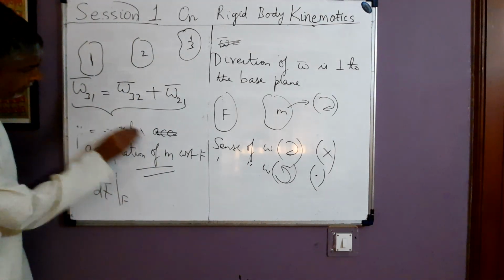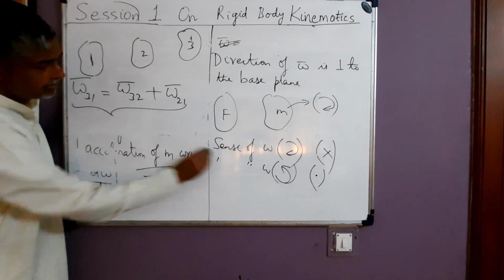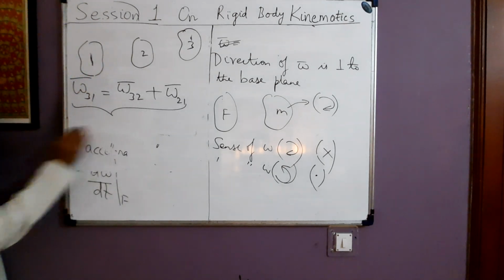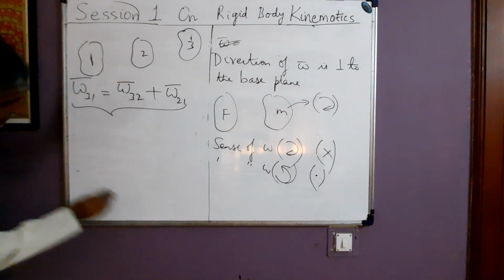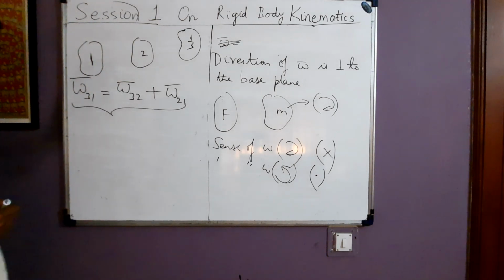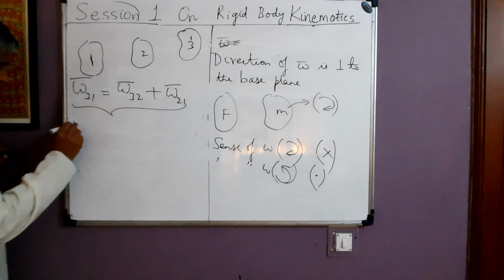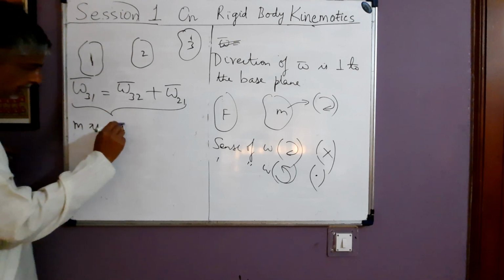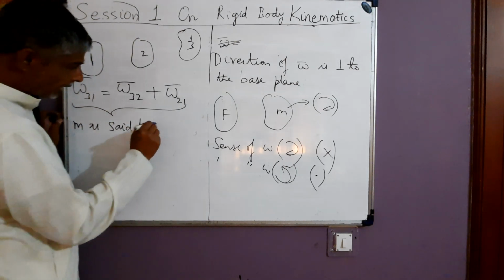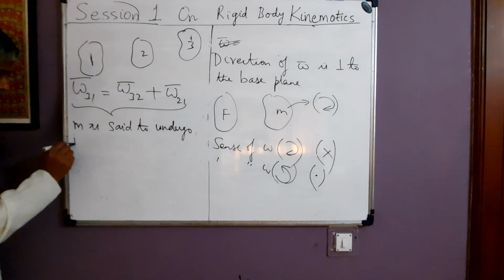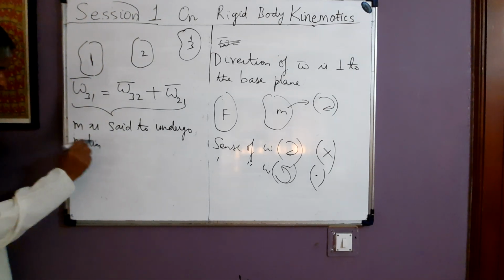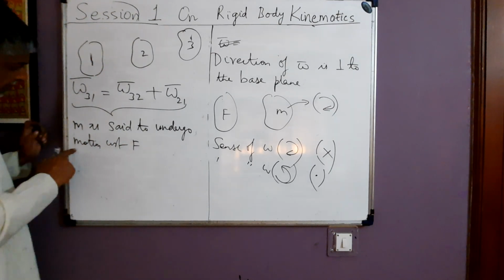Now finally one more thing I will state which is very important. How do we formally define plane motion in mathematical sense? Definition of plane motion in mathematical sense. See, plane motion in mathematical sense will be defined in this way. M is said to undergo plane motion with respect to f. Again, in this I mean plane rotation.